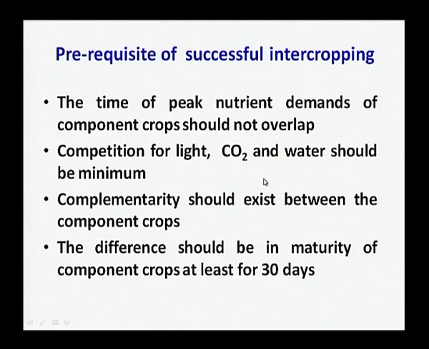Some requisites are there for successful intercropping. For example, the time of peak period nutrient demand of components should not overlap. Competition for light, CO2 and water should be minimum. Complementarity should exist between the component crops. The difference between maturity of component crops should be at least 30 days.